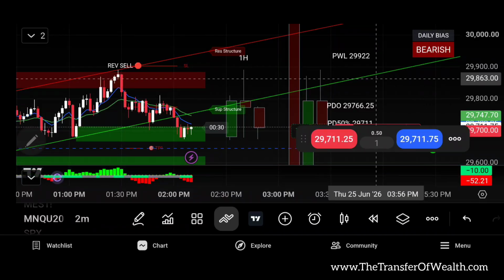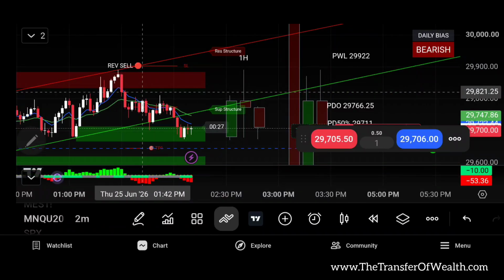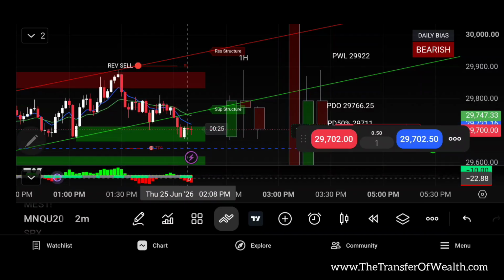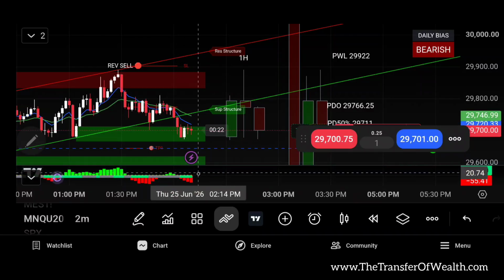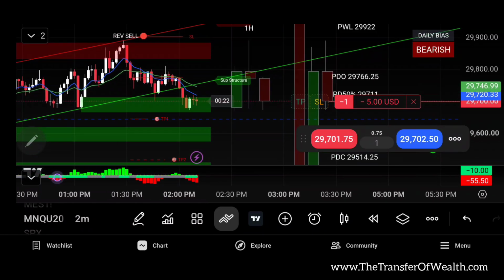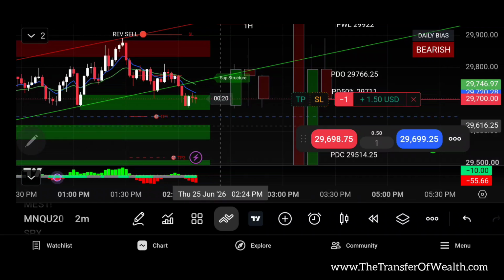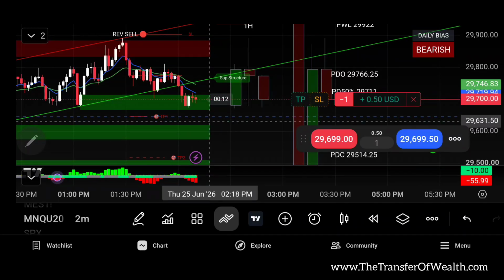Daily bias bearish. We have a sell signal that presented itself. We have some trending bars of red, green momentum. This could definitely push it down even in this small 2-minute time frame. I know I looked at some broader time frames, but in this 2-minute time frame, this could position us to be profitable.